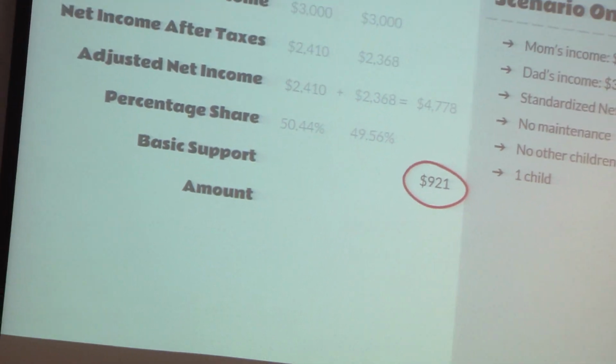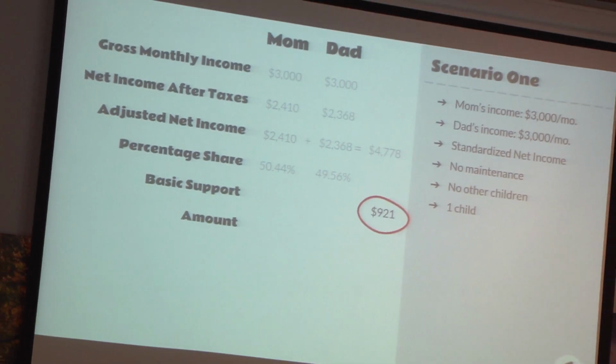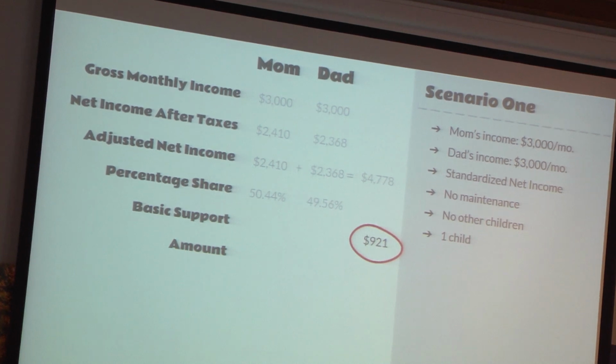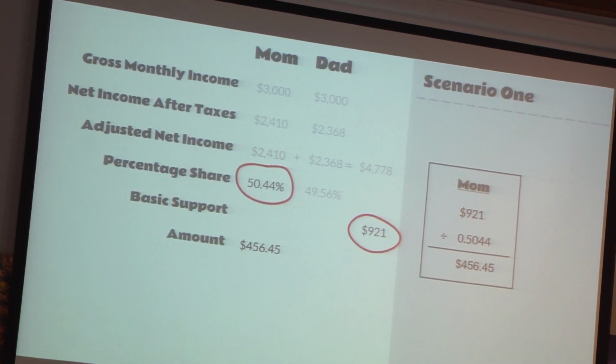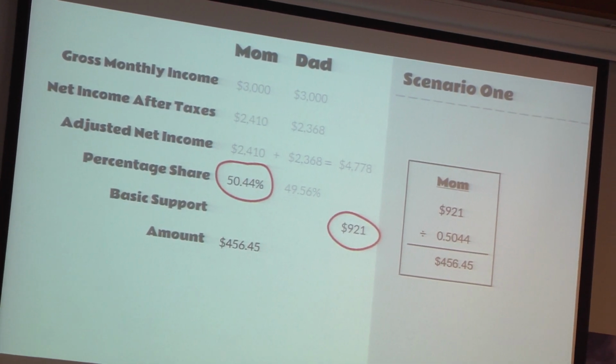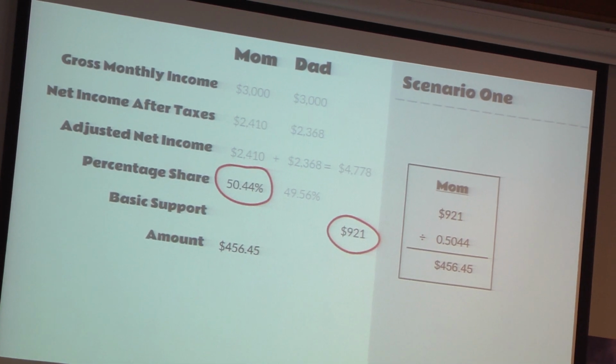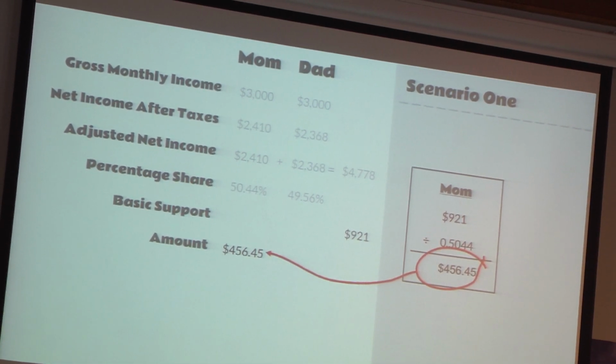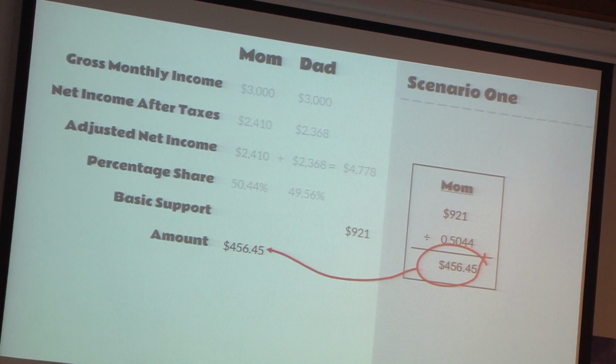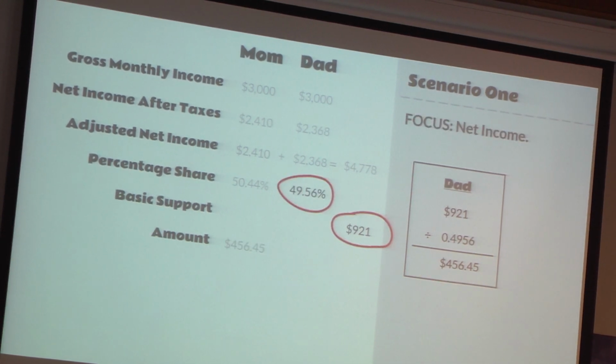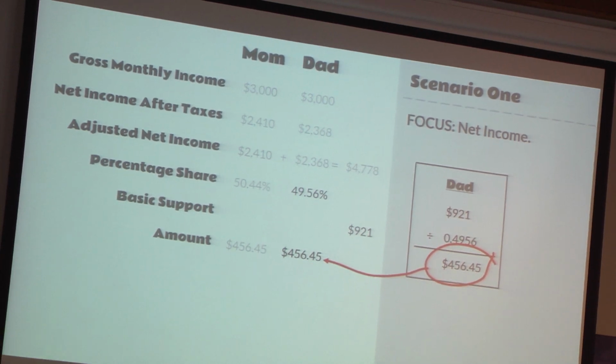And then we just do our math again, right? We're going to divide the total, 921, their combined support amount, by each individual's percentage share. So mom has a little bit more than 50% of the income, so her support is going to be $456.45. Dad has slightly less than 50% of the income, so his support is going to be $455.